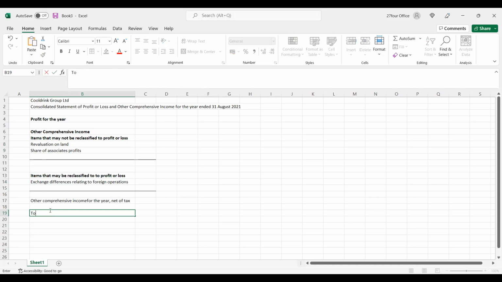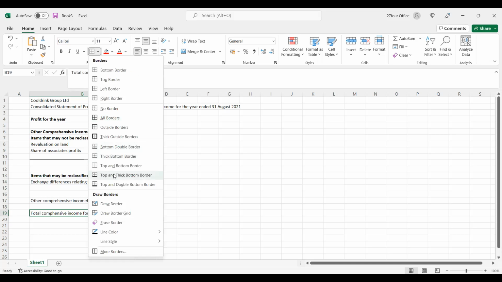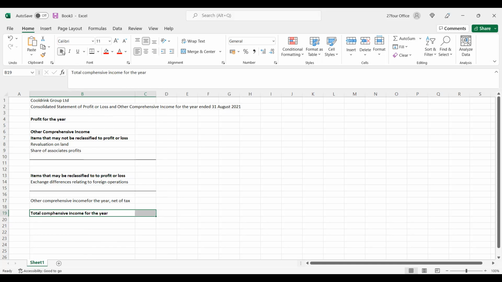Then this will give us total comprehensive income for the year. So remember, total comprehensive income is basically the sum of profit for the year and other comprehensive income. Other comprehensive income would be that total plus that total. Total comprehensive income will be that plus that. So just be aware of that.